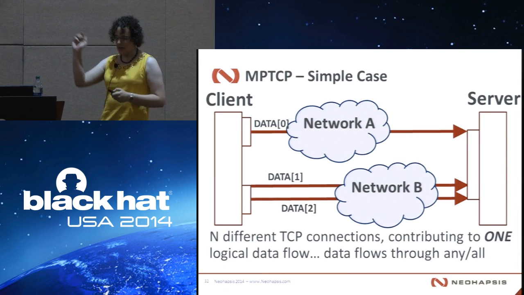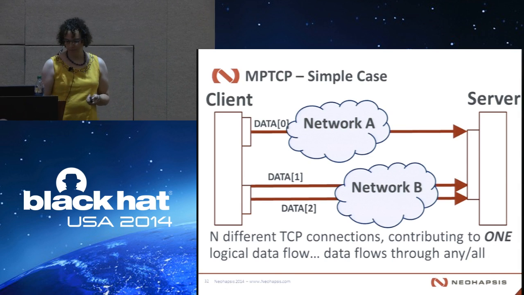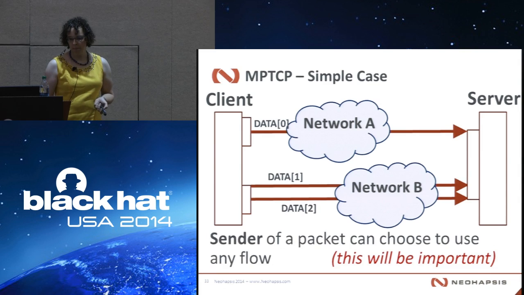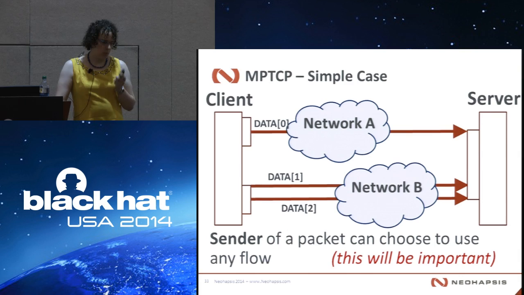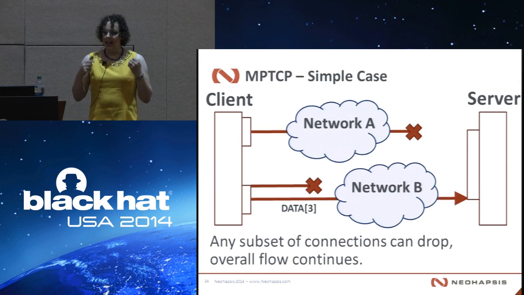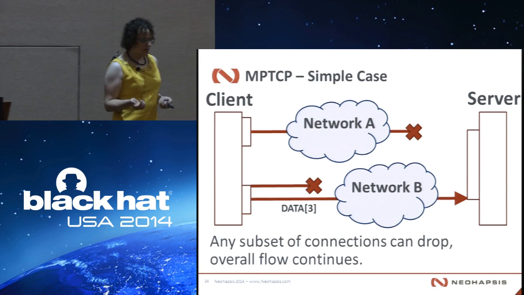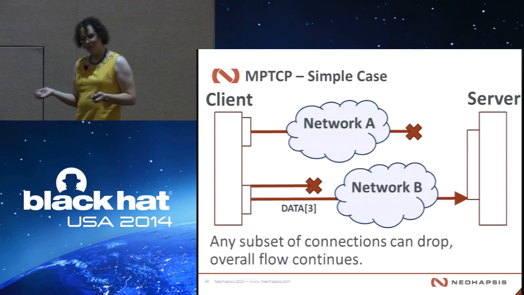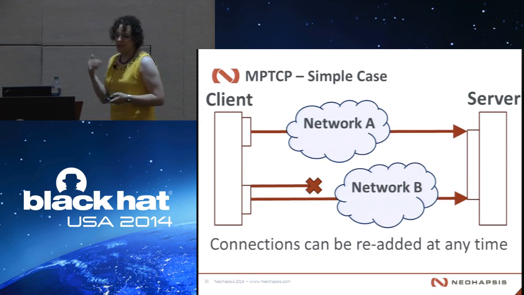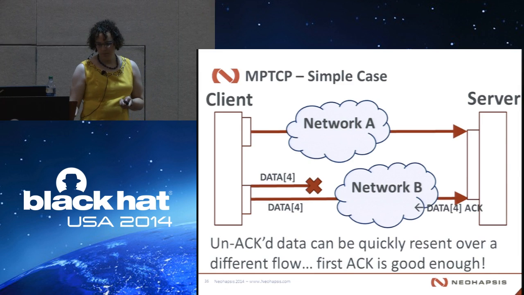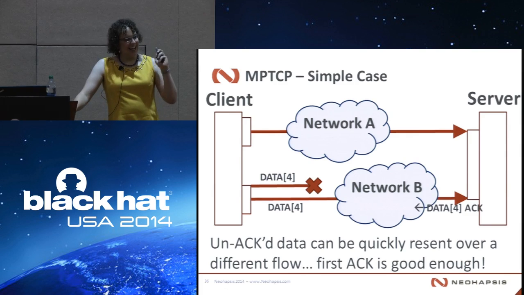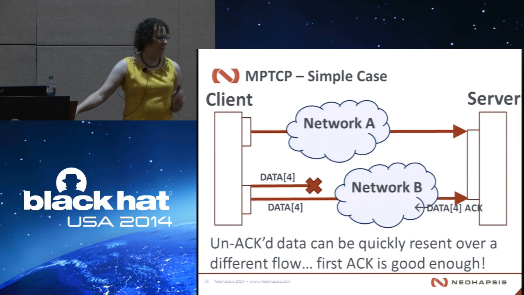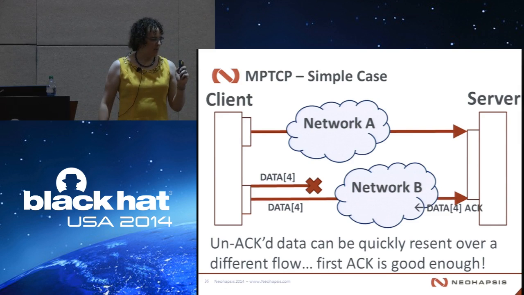Data flows through any or all. You can send any part down any path. We'll get to that later. The thing is, when I said you can send it, the packet sender decides which data goes down which path. That's going to be important later. Any subset of those connections can drop, and it will keep going. If you don't kill them all, they're going to regrow. You can re-add them at any time. One of the interesting nuances that we haven't looked into a whole lot is that if an acknowledgement doesn't come through, you can receive it across another data flow. Send data that way, hear OK from over there.